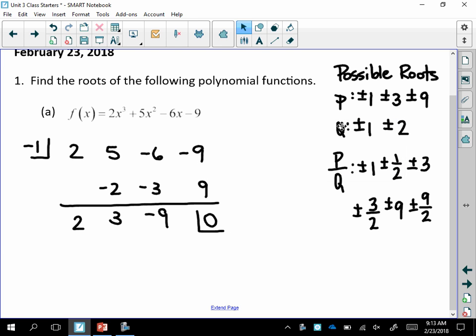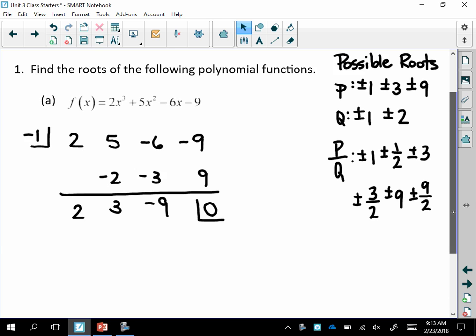Alright, so this is number 1A on our class starter, and we've already got a head start on it. We've got all of our possible rational roots listed. We've determined that negative 1 is one of the zeros, one of the values that cause us to get a remainder of 0. And so therefore, as I'm listing my zeros, negative 1 is one of them.